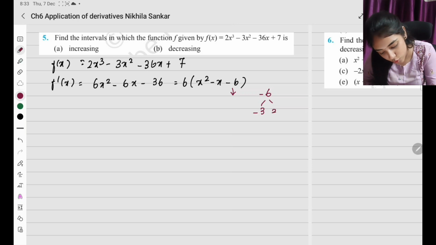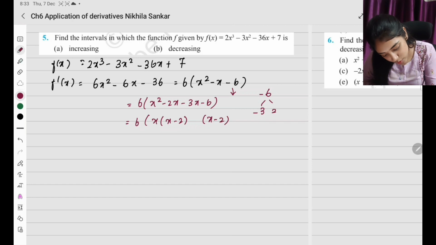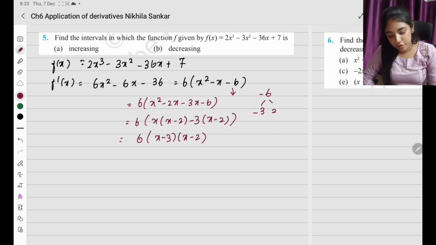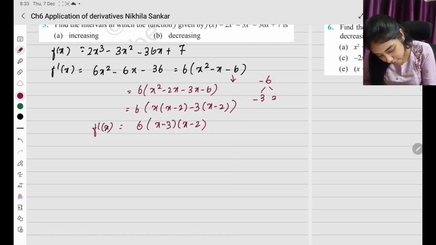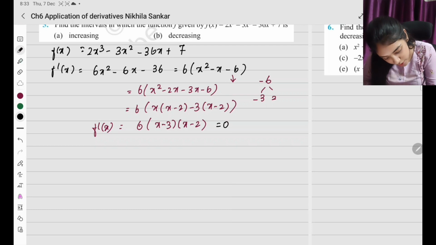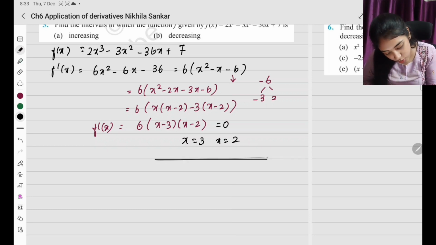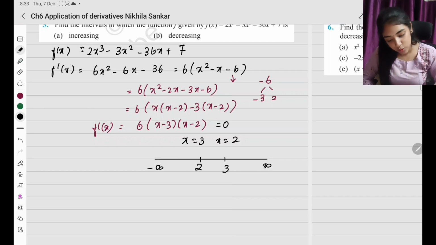So minus 3, 2. So I can write this as 6 times x square minus 2x minus 3x minus 6. When I take the x common, I have x times x minus 2. Here, with x minus 2, I need a minus 3 here. So I have 6 times x minus 3 times x minus 2. So this is my f dash of x. So when I equate this to 0, I have x equals 3 and x equals 2. So how does my number line look now? Minus infinity to infinity, the value 2 and the value 3.